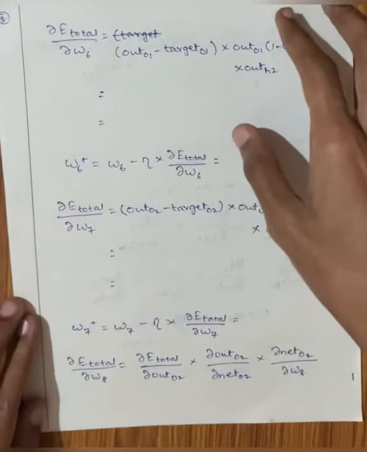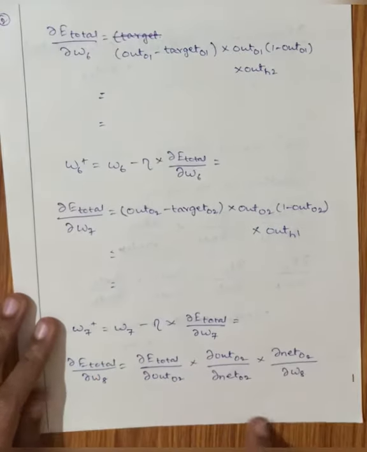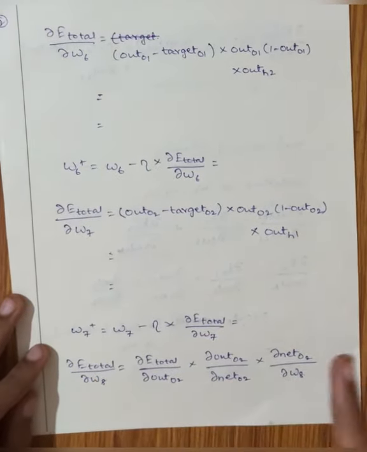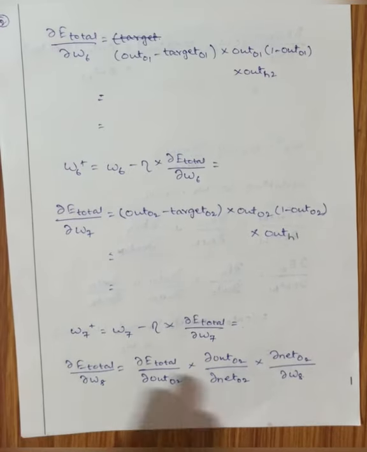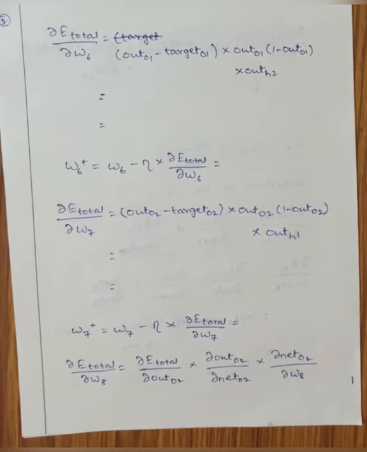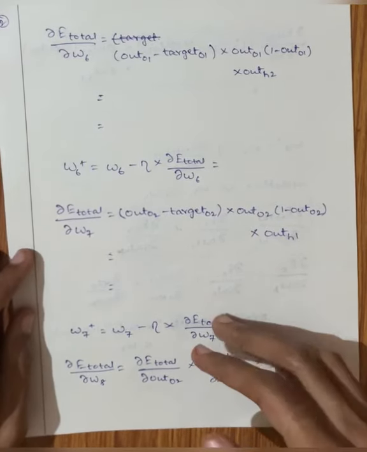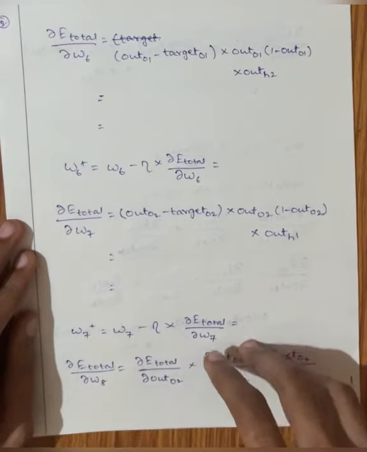The next procedure is to find ∂E_total/∂W6. The similar procedure will be calculated for ∂W7, W8, everything, because between the hidden layer and the output layer there are only 4 weights, W5, W6, W7, W8. These will have the same procedure to find the updated weights.